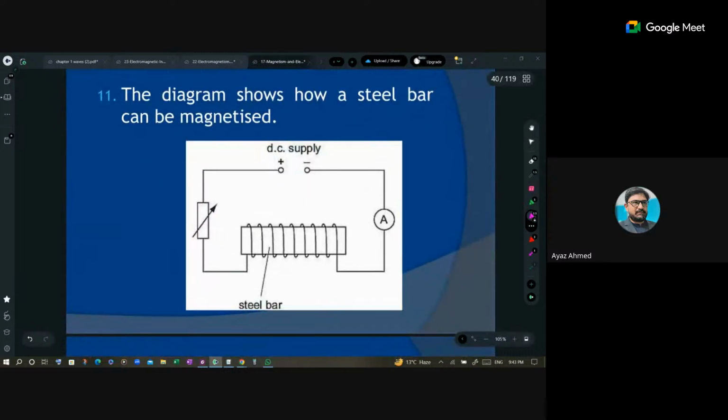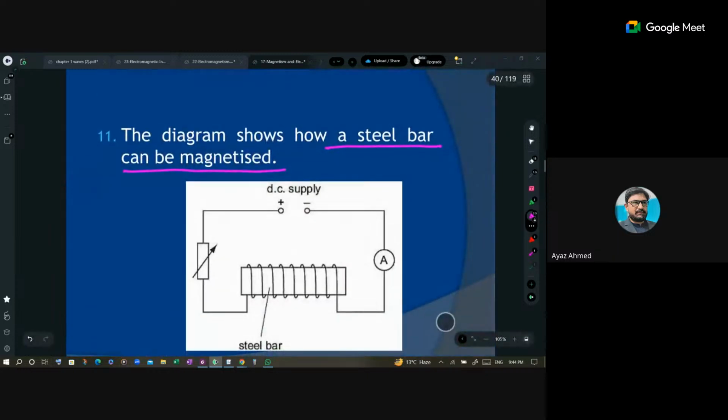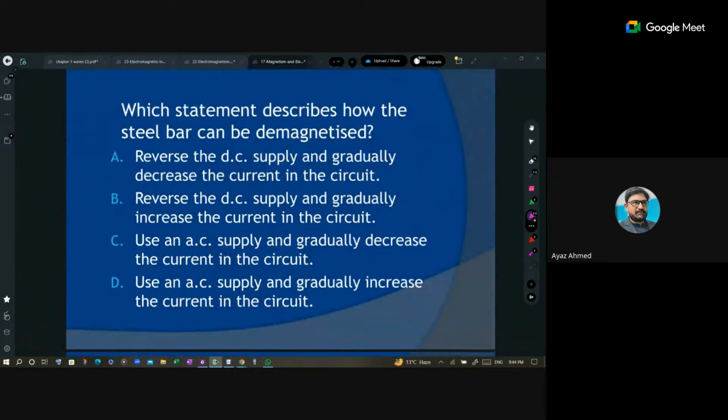Yes, the diagram shows how a steel bar can be demagnetized. There is a steel bar inside the coil, and you have a DC power source. So you want to magnetize that. Which statement describes how the steel bar can be magnetized? This is a very important question. This is a complete magnetizing method. So reverse the DC supply. If you have AC, then cut it out. C and D are gone. Reverse the DC supply and gradually decrease the current. No need to reverse. Reverse the DC supply and gradually increase the current in the circuit.